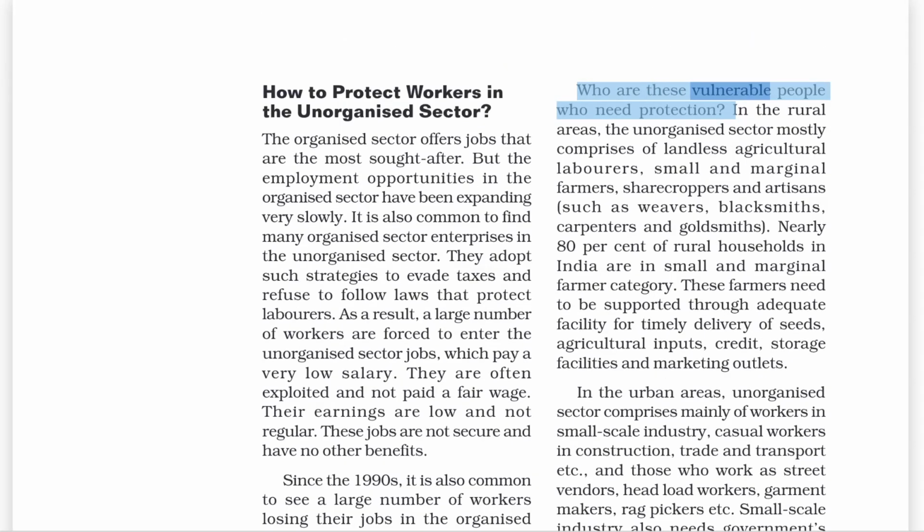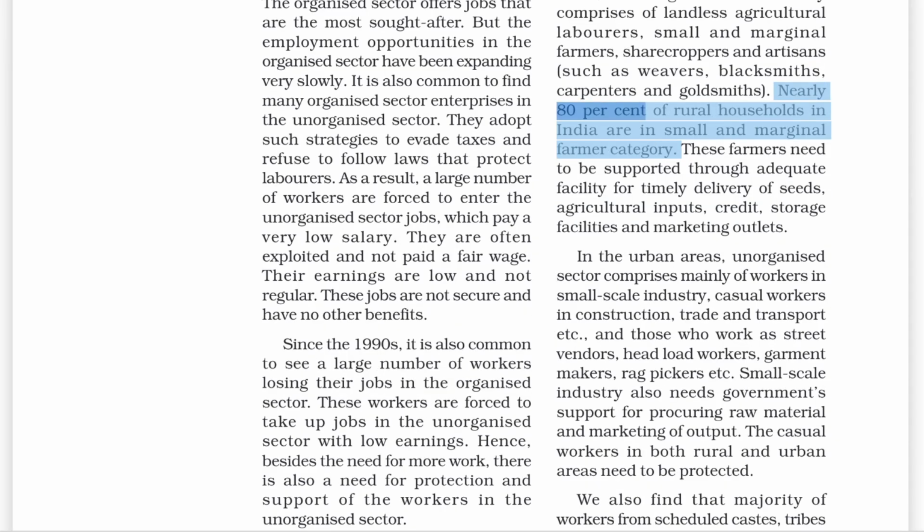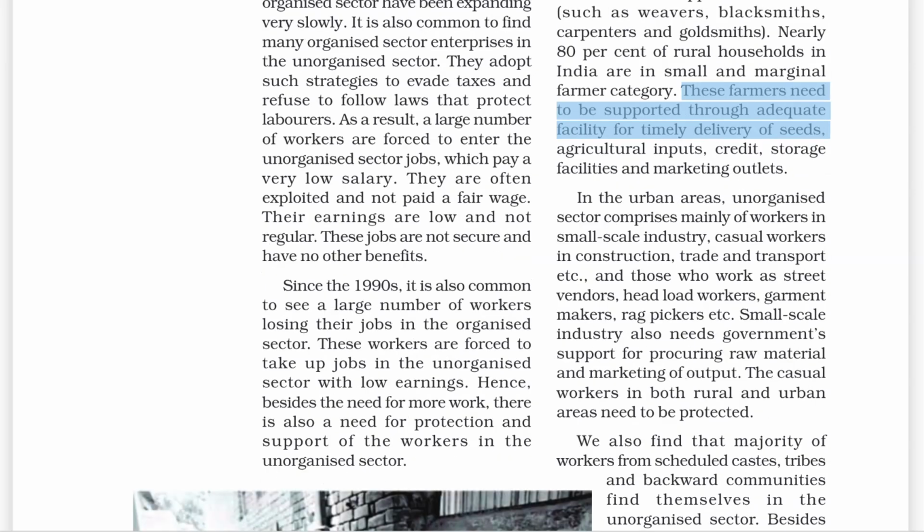Who are these vulnerable people who need protection? In the rural areas, the unorganized sector mostly comprises landless agricultural laborers, small and marginal farmers, sharecroppers and artisans such as weavers, blacksmiths, carpenters, and goldsmiths. Nearly 80% of rural households in India are in the small and marginal farmer category. These farmers need to be supported through adequate facilities for timely delivery of seeds.